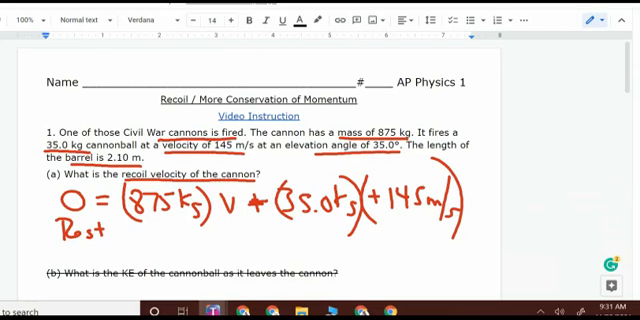And now it becomes a simple recoil problem. It's a math problem, right? Subtract 875. You could take this number and put it on the other side of the equation. You know your algebra, right? You get a negative.